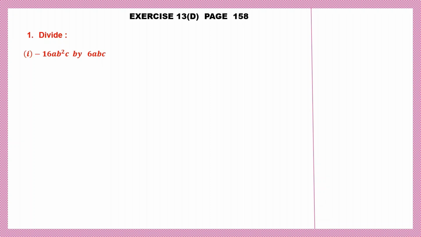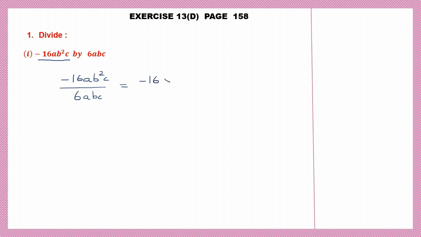The steps are, I'm going to take my first dividend and write it as my numerator. So that is 16ab square c divided by 6abc. Now there are two ways to do this division. Let me do the first method. The first step is you write it as a fraction and then you simplify it. So I'm going to simplify it now.